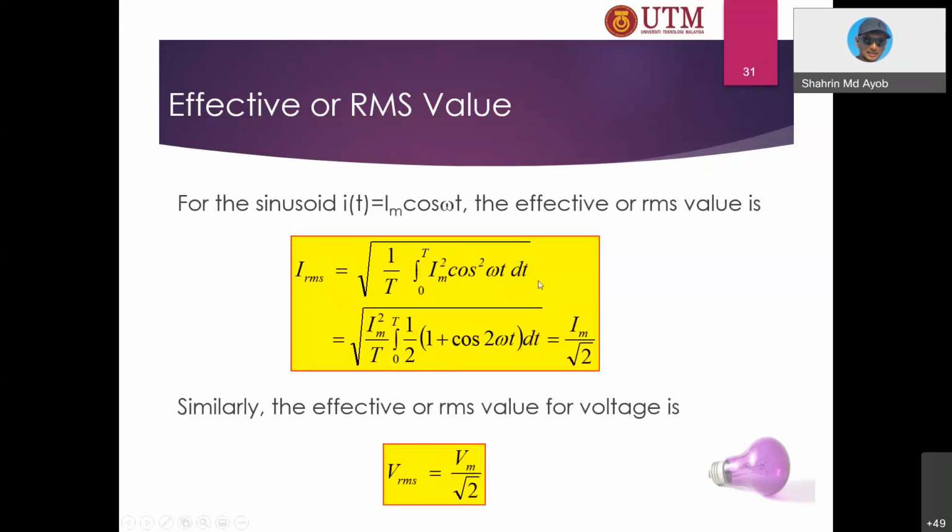By solving this equation, finally you will obtain that the effective current of the AC that produces the same power as the DC circuit, which is I RMS, is equal to I maximum over square root 2. The same goes for the voltage: V RMS is equal to V M over square root 2.